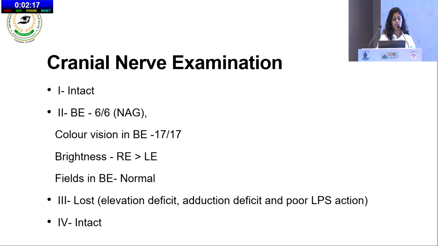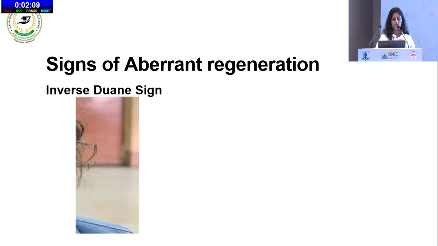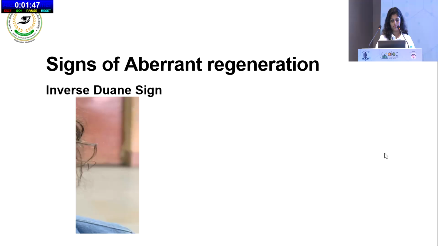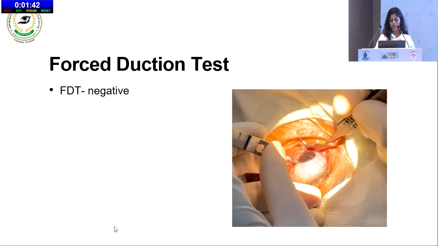Both eye vision was 6/6, color vision both eye 17/17, brightness right eye more than left eye and fields both eye normal by confrontation. There were signs of aberrant regeneration, which is the inverse Duane sign seen in this case, where there is increased palpebral fissure height on adduction. FDT was negative.